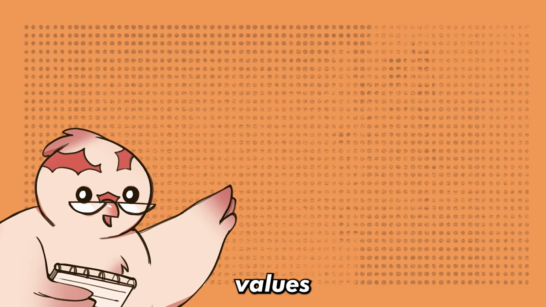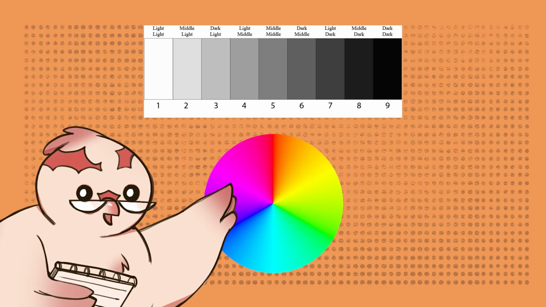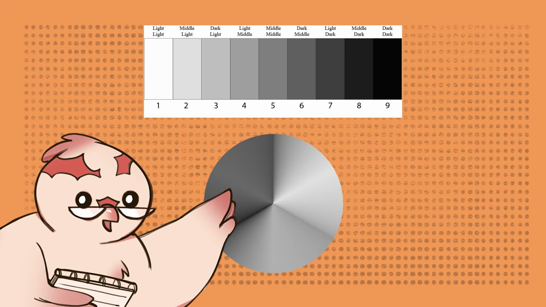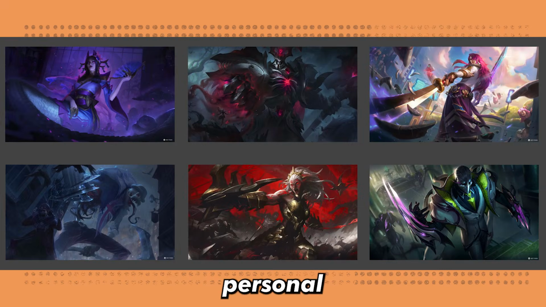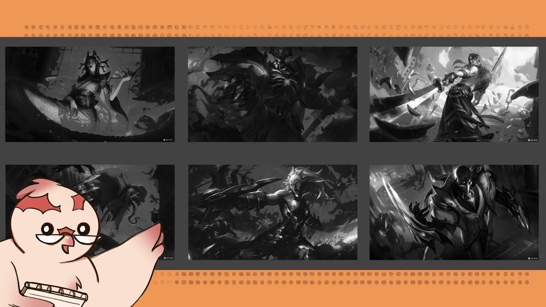If you're unfamiliar with what values are in the art context, it's essentially light and dark. All color has value, but not all value has color. How do League of Legends artists use value? I've picked some of my personal favorite splash arts and some that I found interesting. If we make these black and white, we can get a clearer look at the values without color muddying them. We could also compress the values to get a clearer read on shadow, midtones, and highlights.